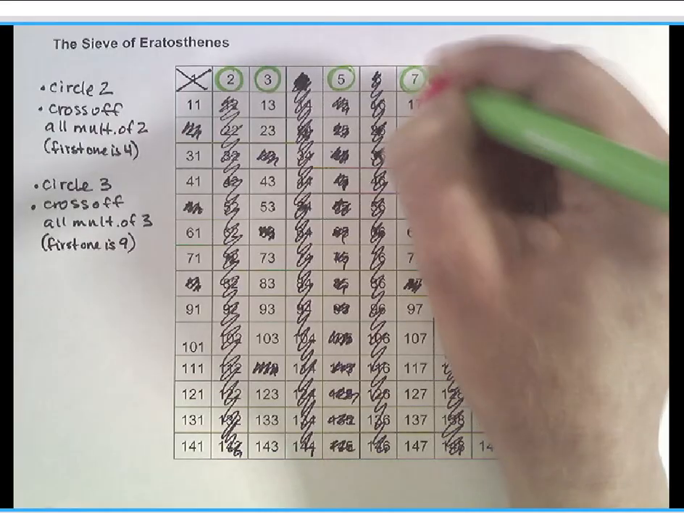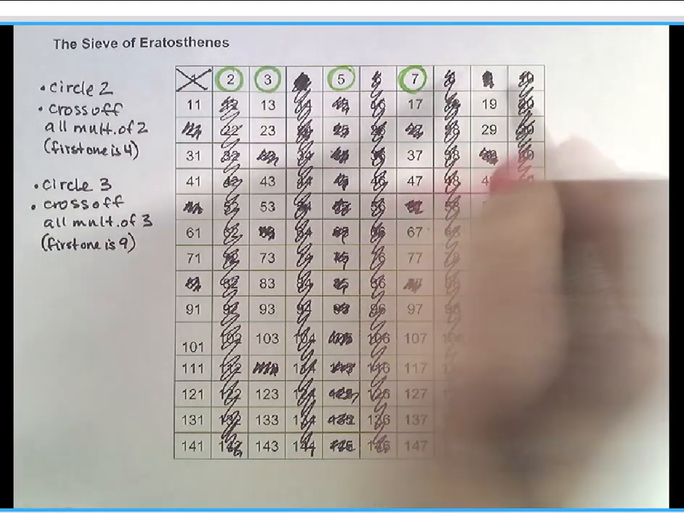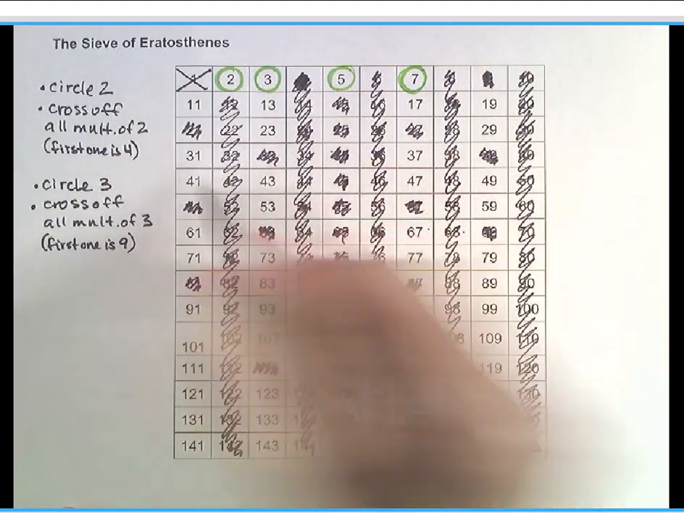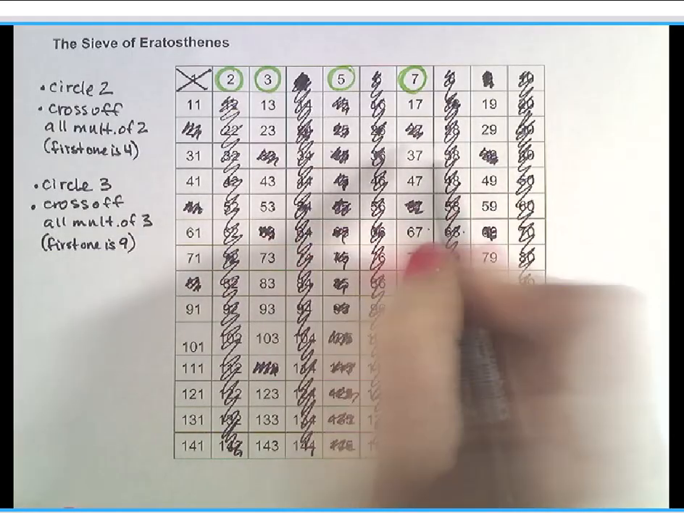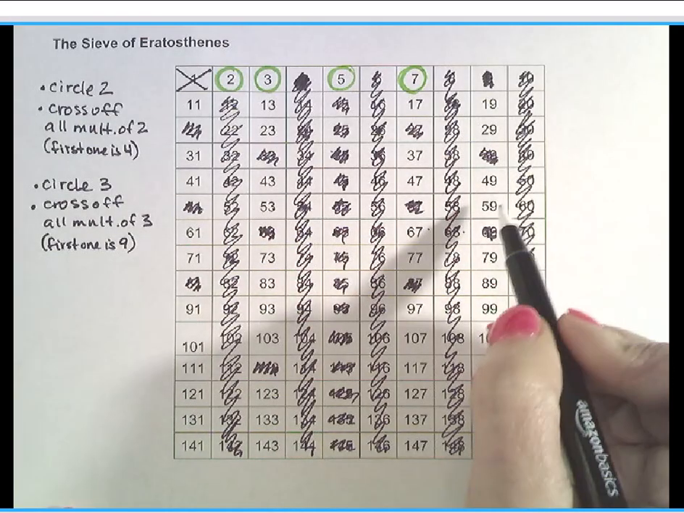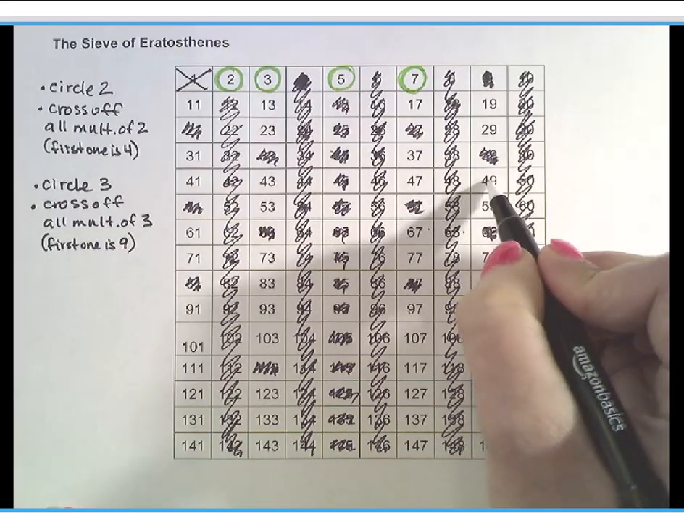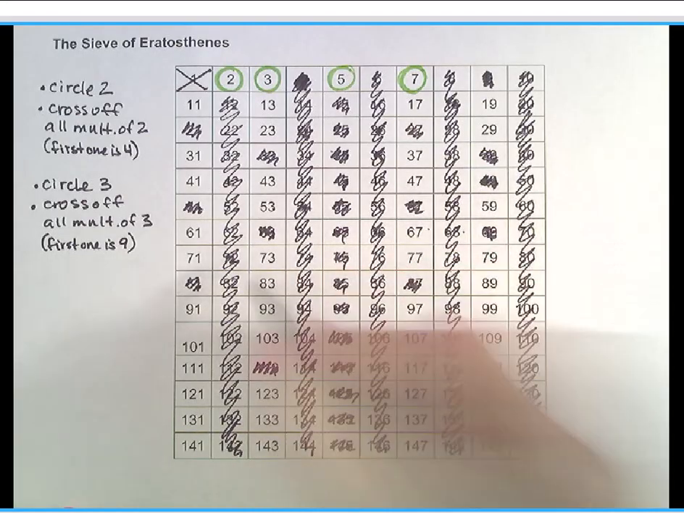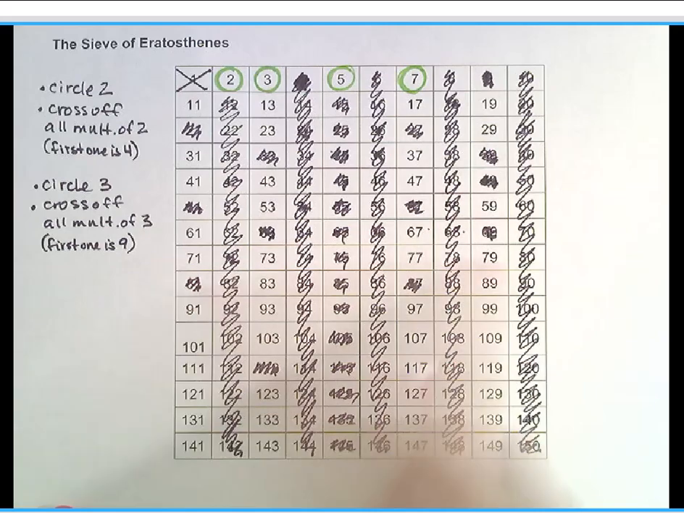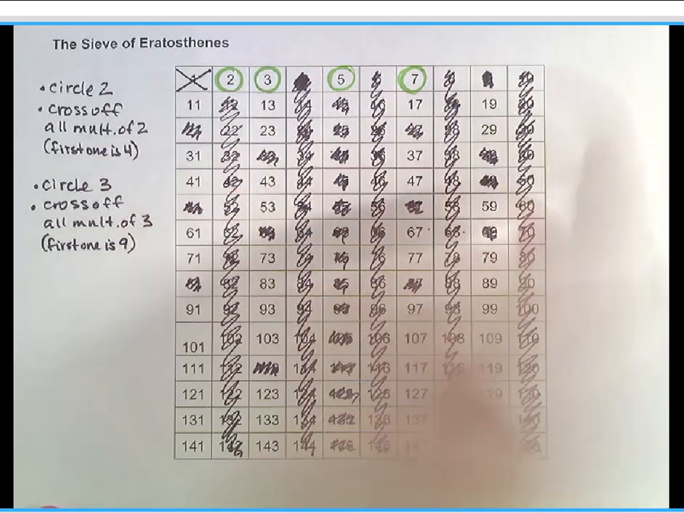7 is our next prime number. And as we go to mark off all the multiples of 7, what you'll notice is as you go through here, they've all been marked off. The first one we get to that's not marked off is 49. And then you would skip count and you would go through all of your 7s and you would cross them all off. Then you go to 11.